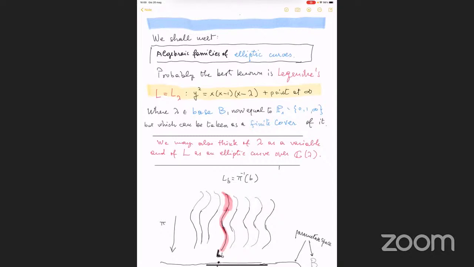Of course, I have again written only the affine equation. One should keep in mind there is the point at infinity to be added to obtain an elliptic curve. This lambda varies in the so-called base. The base is the space of parameters for the family. In our case, this base equals the projective line from which we have removed infinity and also 0 and 1 to avoid multiple roots. But the base in general can also be taken to be a finite cover of the line.